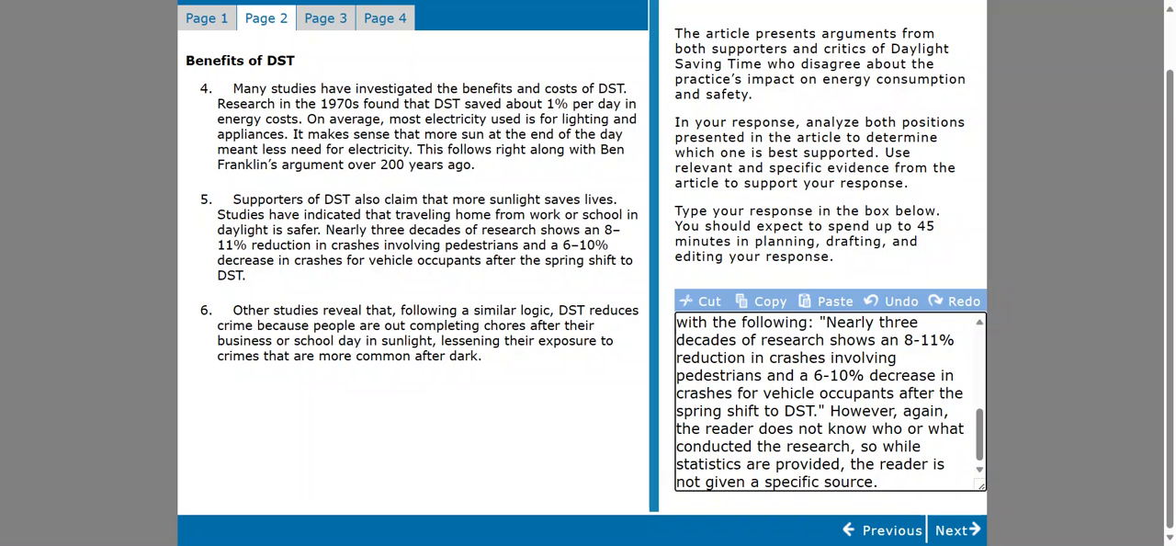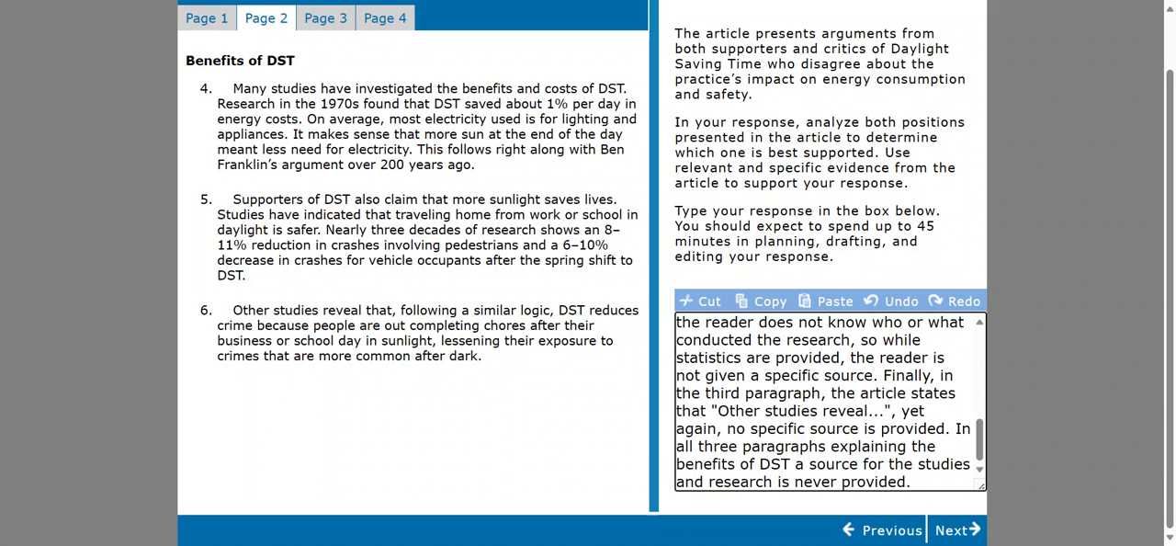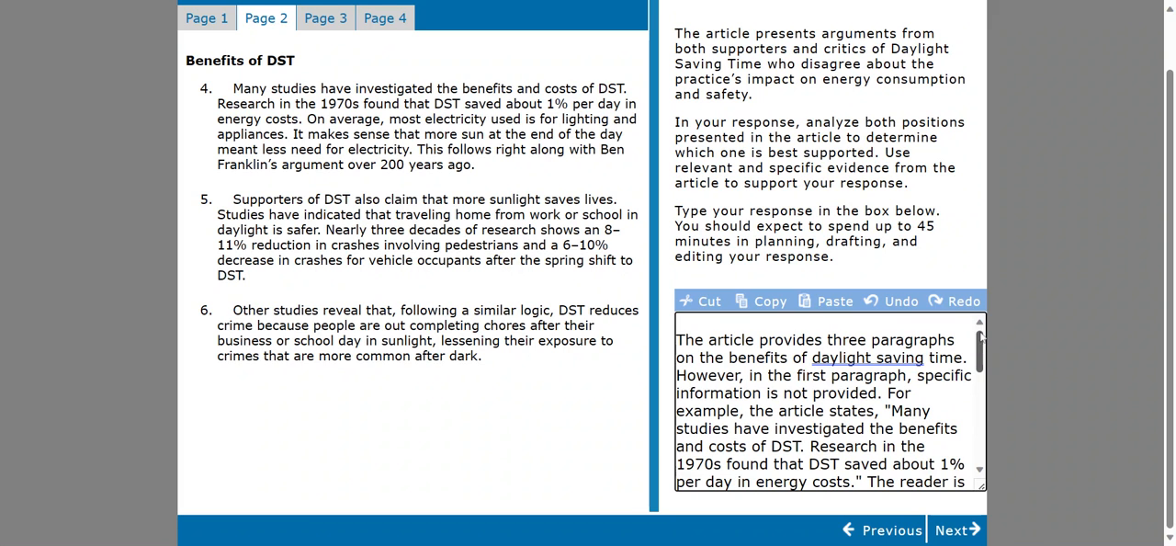Other studies reveal that, following a similar logic, DST reduces crime because people are out completing chores after their business or school day in sunlight, lessening their exposure to crimes that are more common after dark. Okay, again, notice, right, writers, that still says other studies, but we don't have specific information. And so, again, I would make the same argument. Okay, and so, right, writers, now we'll go ahead and look at the paragraph as a whole, and then we will move on to the next part.